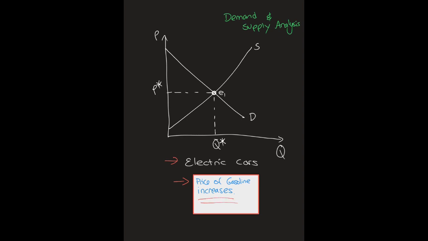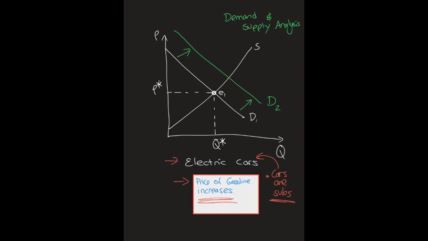Now, how does that affect the market for electric cars? Well, the way we think about it is that regular cars that run on gasoline are substitutes to electric cars. So when the price of gasoline goes up, we may substitute away from regular gas-consuming cars into electric cars. So what happens in that case is we see an increase in the demand for electric cars. So the demand curve goes from D1 to D2. We have a positive rightward shift of the demand curve.